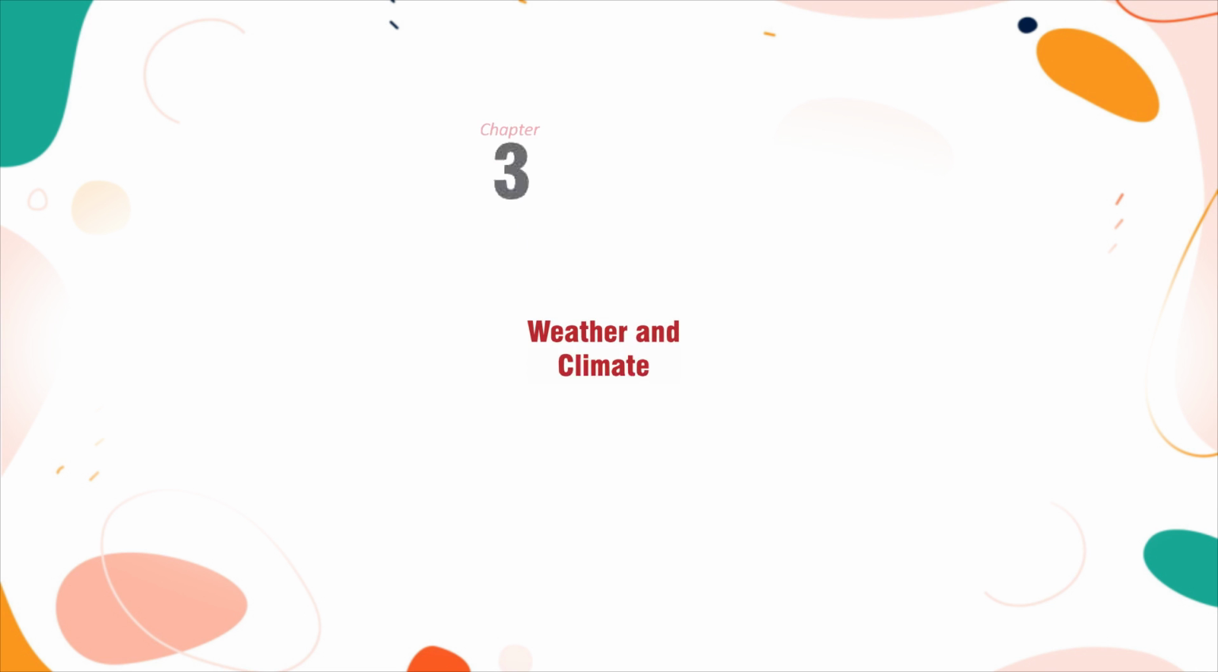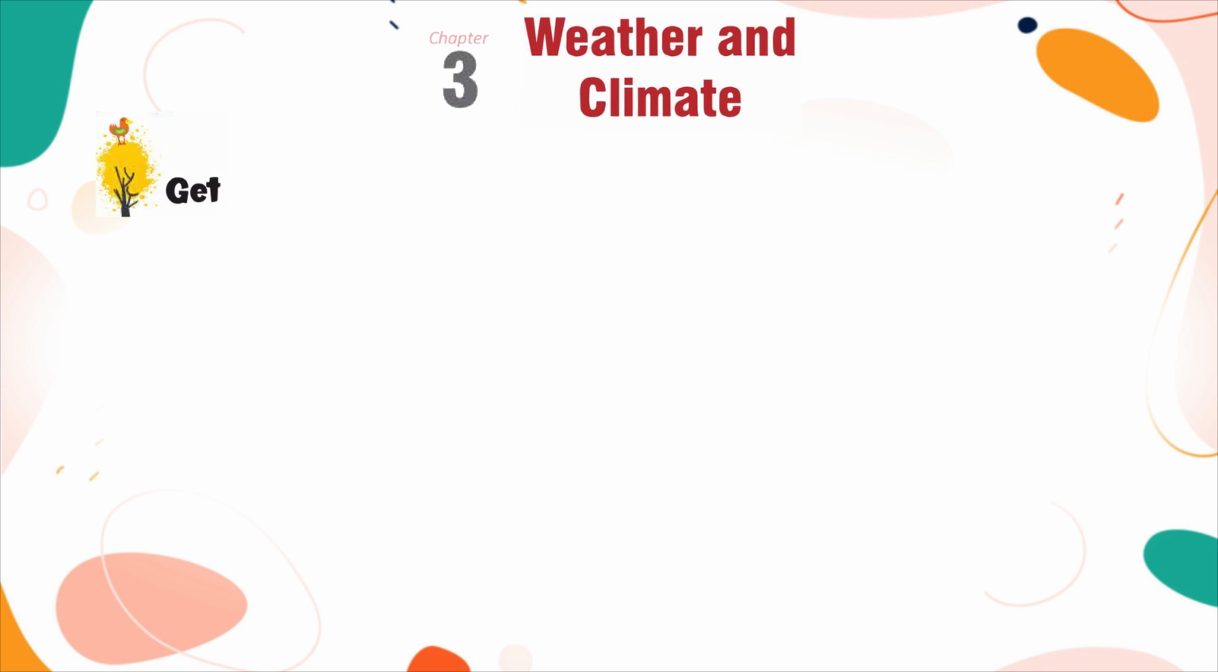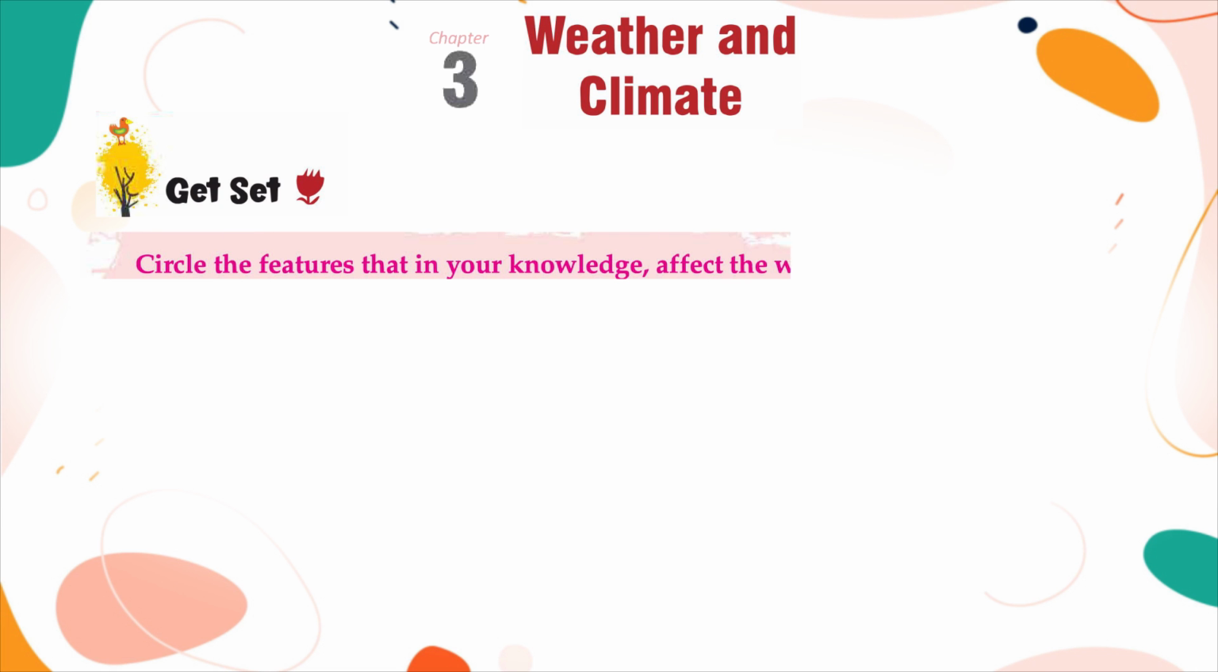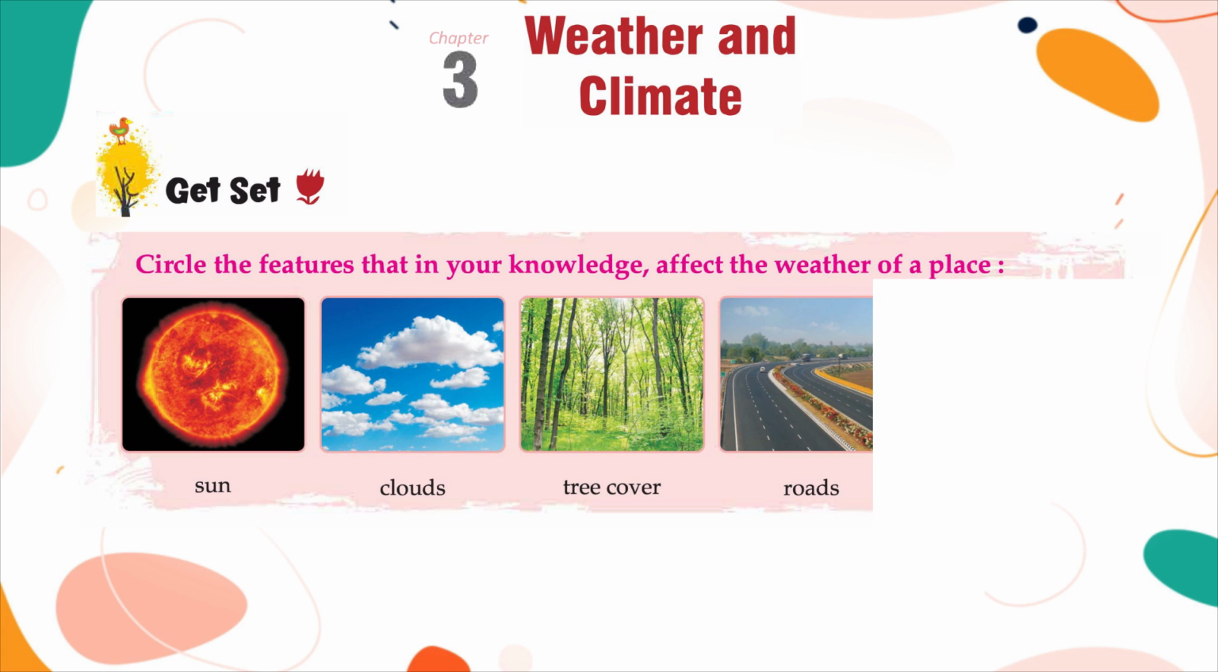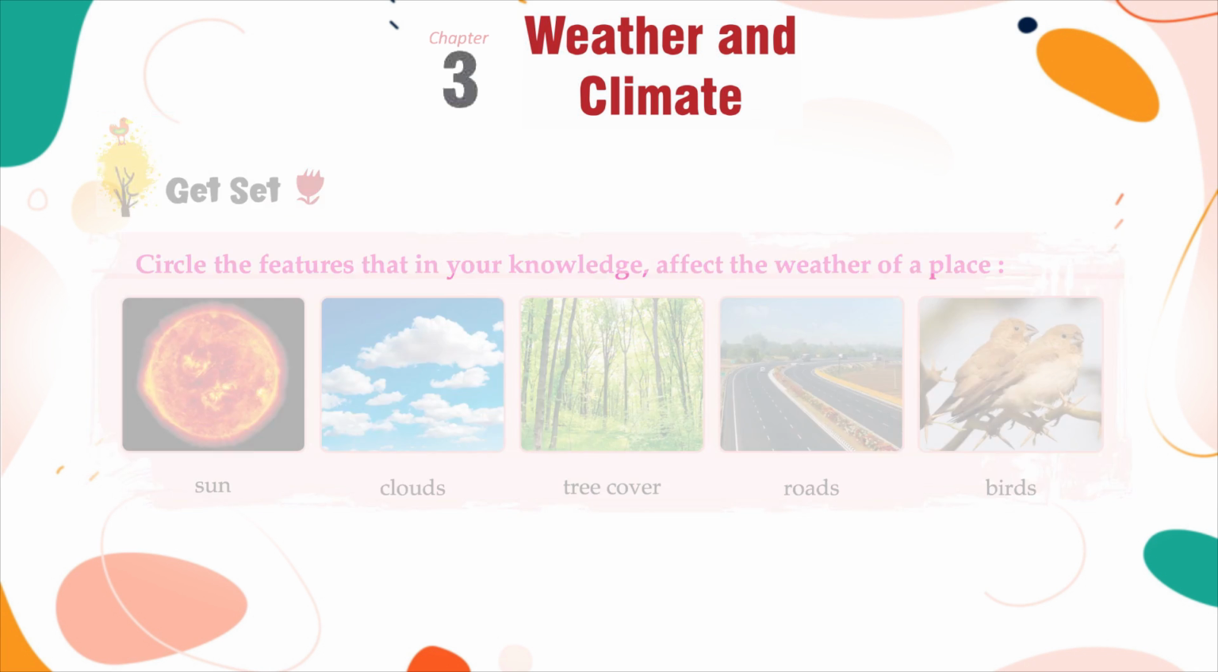Chapter 3: Weather and Climate. Get set. Circle the features that, in your knowledge, affect the weather of a place. Sun, clouds, tree cover, roads, birds.